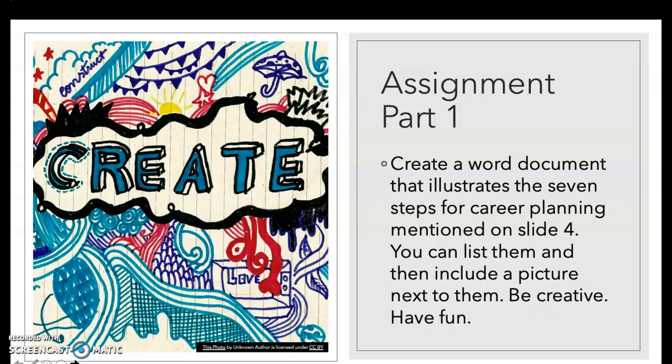Here comes the fun part. Assignment part 1. Create a Word document that illustrates the 7 steps for career planning mentioned on slide 4. You can list them and maybe include an emoji next to them or a picture. Be creative. Maybe you want to create a flyer with the 7 steps, or even a poster where it's a big picture and the steps are listed. However way, it's totally up to you. But make sure you email me your assignment so it'll count.